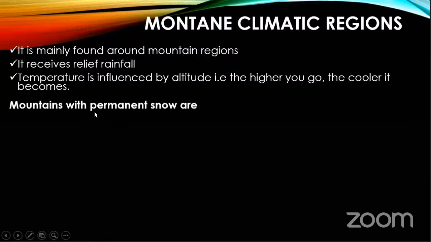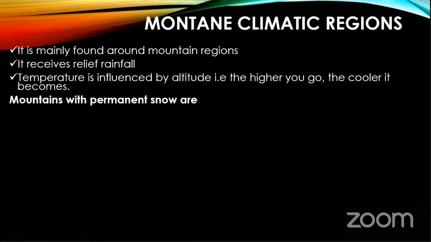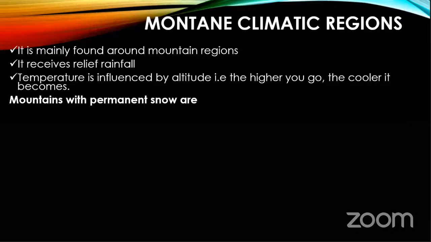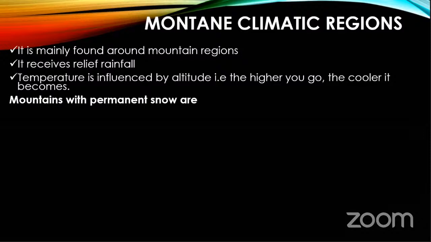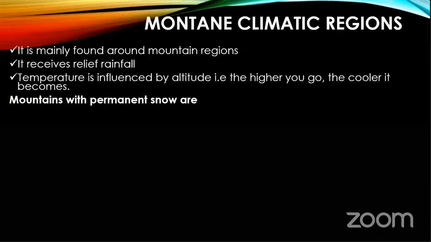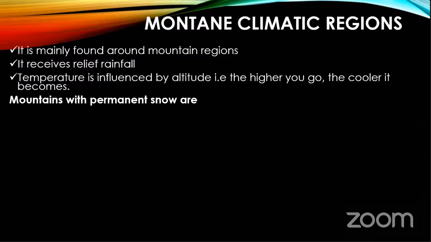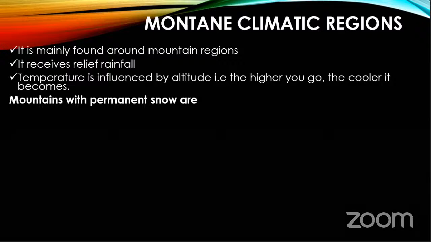So those are the few things we can tell about the montane climatic region. It receives relief rainfall. It is mainly found near or around mountain regions, and the temperatures are influenced by the altitude. That is, the higher you go, the cooler it becomes. Now, these are some of the mountains. In East Africa, can we identify some of the mountains that have permanent snow? Their snow is there in and out of season. Remember, we are utilizing the chart to give answers.